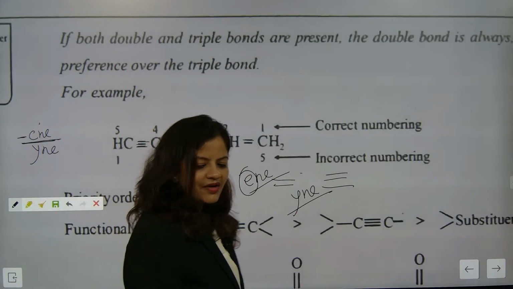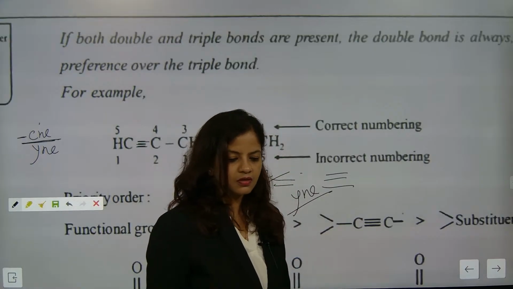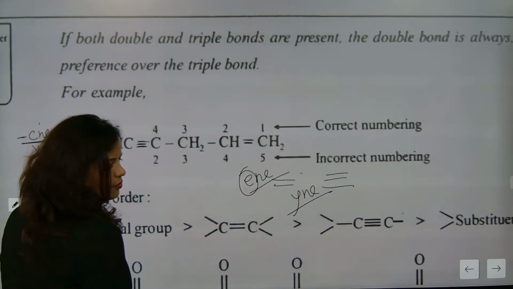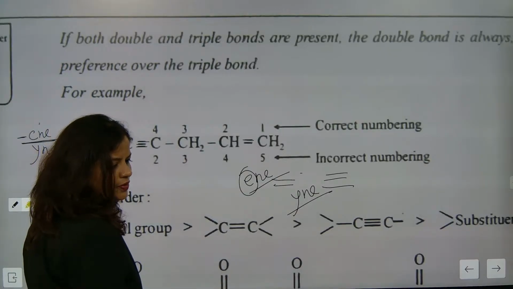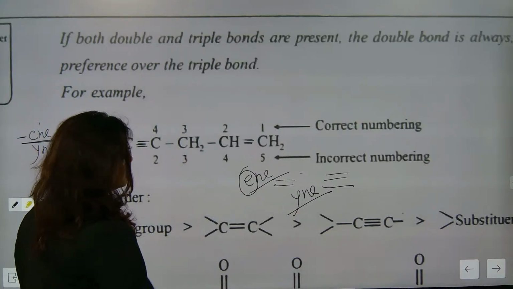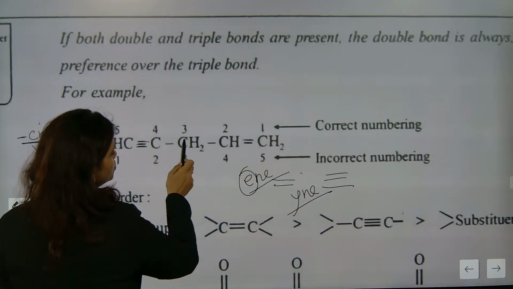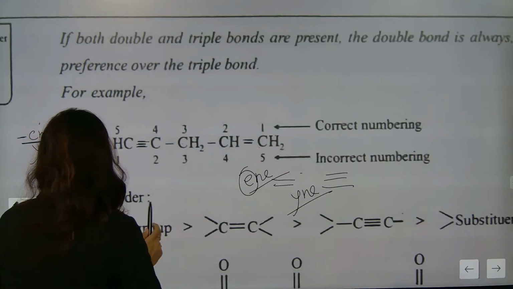Because a triple bond is having two pi bonds. Understood? So here it will become two pi bonds, which means it is more likely to break. One sigma, one pi is better. So now you need to understand this. So here start from here: 1, 2, 3, 4, 5. So how are we going to name it?